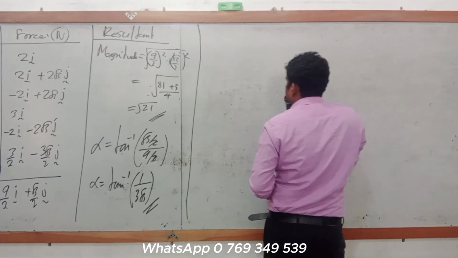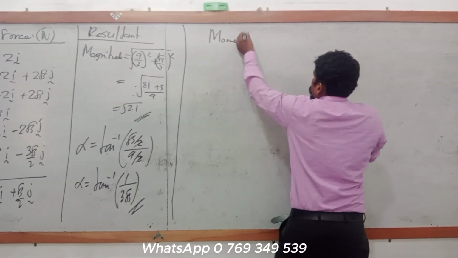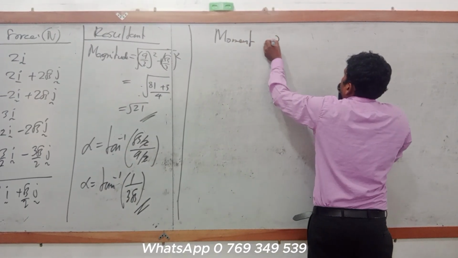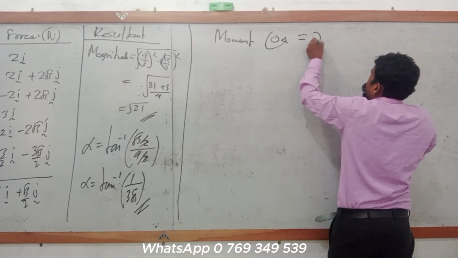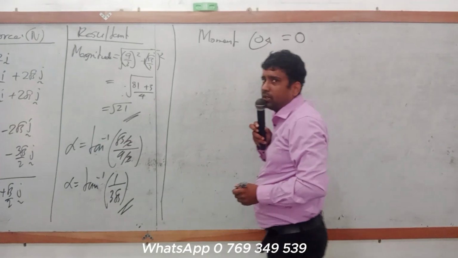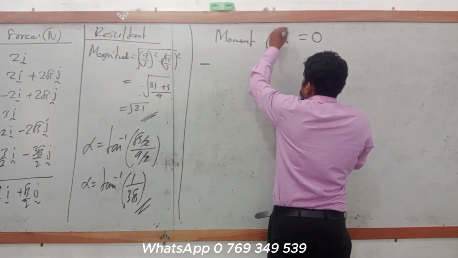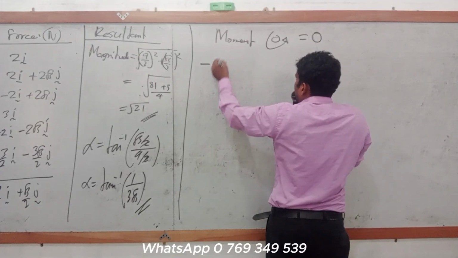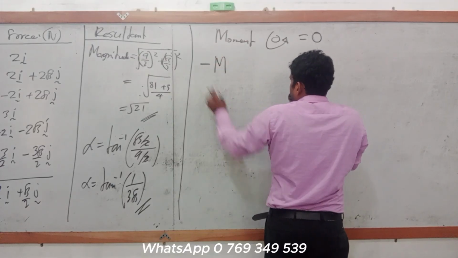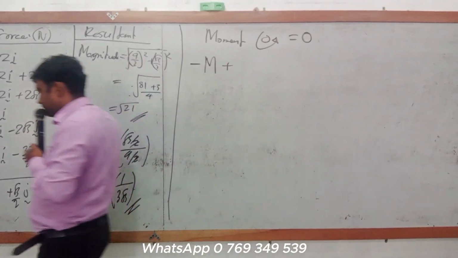right? Movement around O should be zero, right? M is the other one, no? This is the anti-clockwise sense. M is clockwise sense. Therefore, I am using minus M and plus. Come to here.